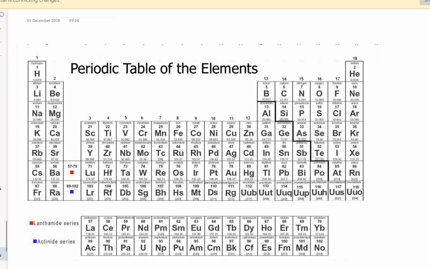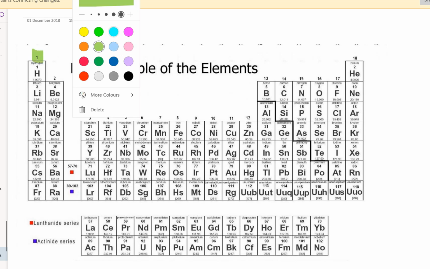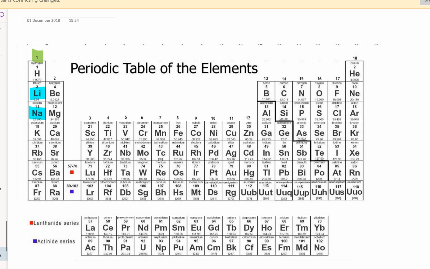In today's video, I shall explain to you how to find the number of valence electrons by looking at the periodic table. Now for this you need to know the group numbers. Look at the first group, that is group 1. And now I'm going to highlight the elements of group 1, namely lithium, sodium, potassium, rubidium, cesium and francium.